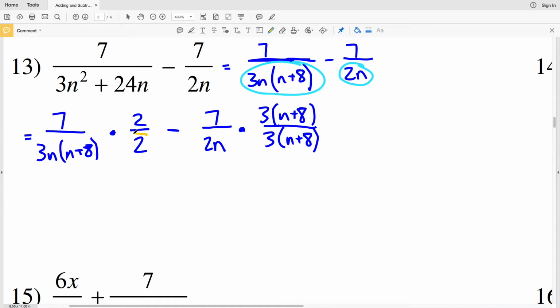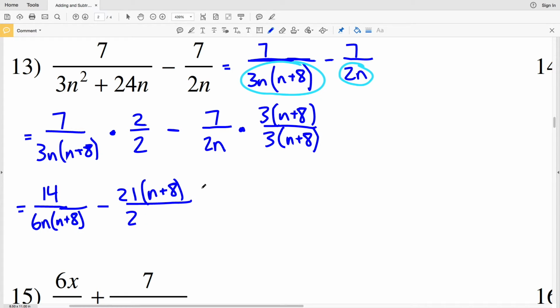So you can see that 3n times n plus 8 times 2 will be 6n times n plus 8, and 2n times 3 times n plus 8 will be 6n times n plus 8. And again, this is all to get an equivalent denominator. So I have 7 times 2, which is 14, over 6n times n plus 8, and then I'll be subtracting 7 times 3, which is 21, times n plus 8, all over 2n times 3, which is 6n, times n plus 8. And then because I have an equivalent denominator, I can subtract.